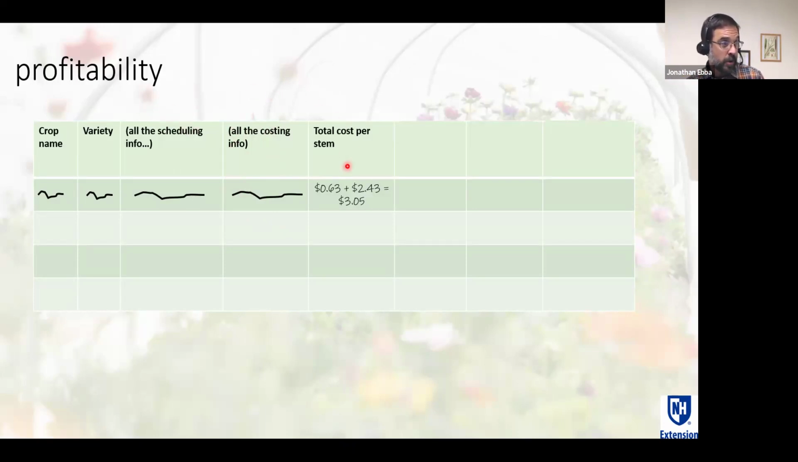So now we've got our total cost per stem. We calculated that on the last slide, no problem. Sale price per stem. How are we pricing this stuff? Let's say we're doing $4. We'll talk about pricing in a minute. So now, easy math. What's the net profit per stem?